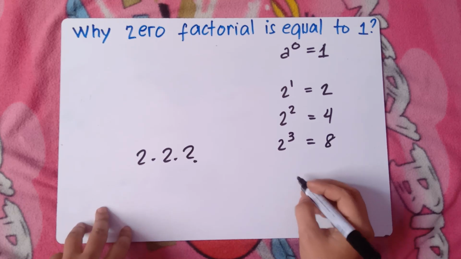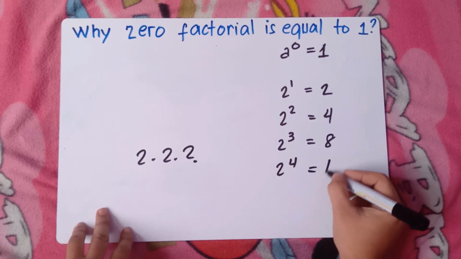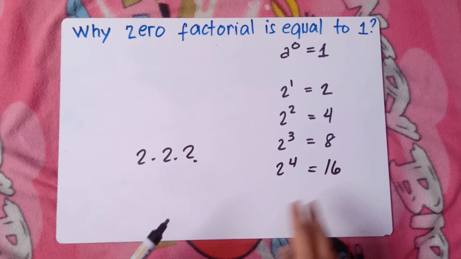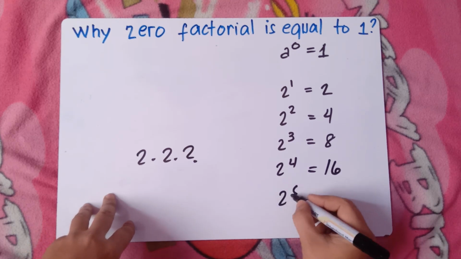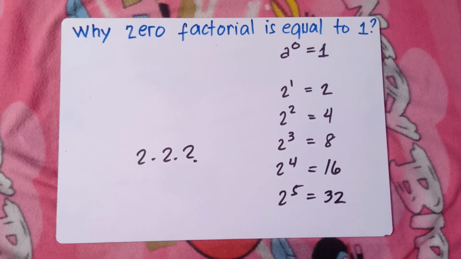What if we say 2 raised to the power of 4? The answer is 16. That's correct. 2 raised to the power of 4 means 2 times 2 times 2 times 2, which is 16. Now what if we say 2 raised to the power of 5? That's 32. You multiply 2 by itself 5 times and you get 32.